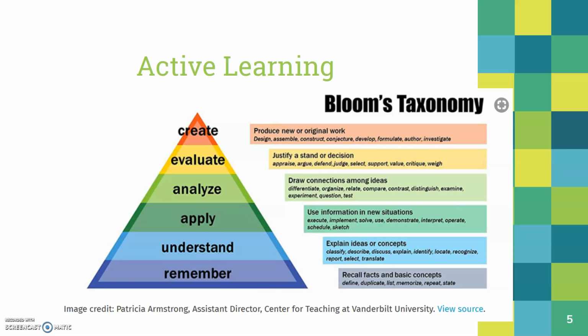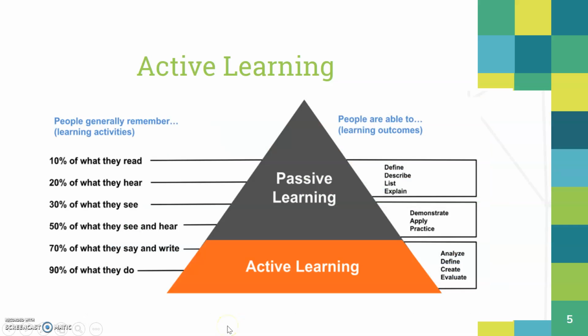So thinking about Bloom's taxonomy, that would mean are students active in terms of doing the upper level Bloom's taxonomy tasks like analyzing and creating, or are they passive learners in that they are just defining, describing, and otherwise regurgitating information? So active is related to cognitive complexity.